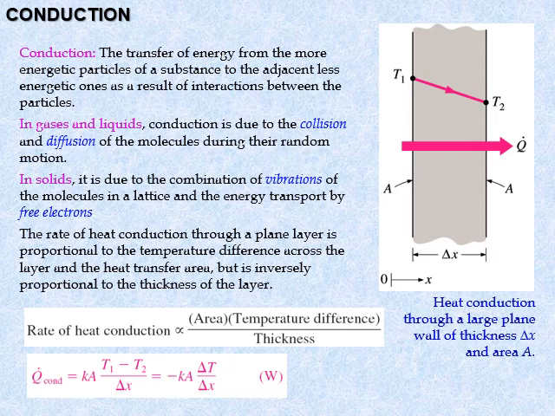Next, the rate of heat conduction through a plane layer is proportional to the temperature difference across the layer and the heat transfer area, but inversely proportional to the thickness of the layer, which is the Fourier law of heat conduction. These are the equations from the Fourier law. We can rewrite this equation in terms of Q, kA, dT and delta T, which I already derived in the previous slide.